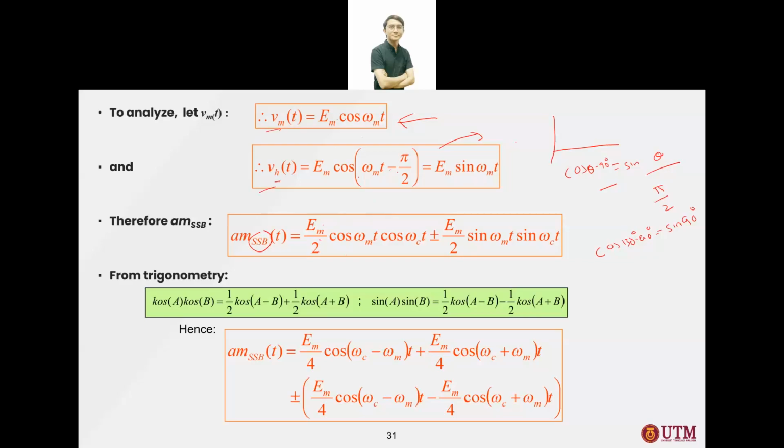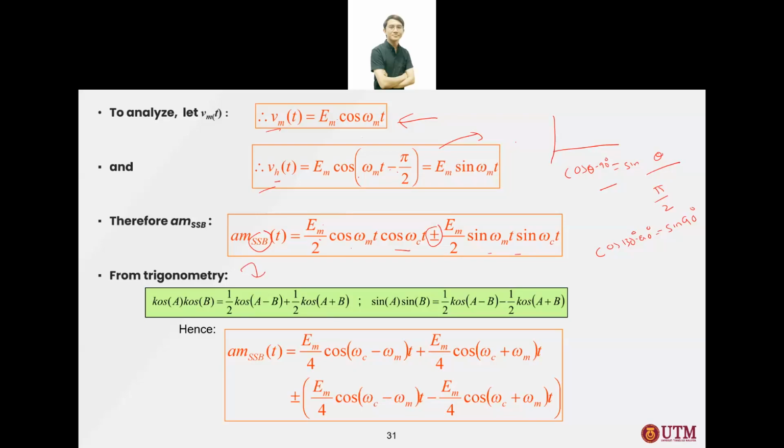VM and VH, and then you have EM over 2 cos omega MT and cos omega CT, plus minus sin omega M T, sin omega C T.